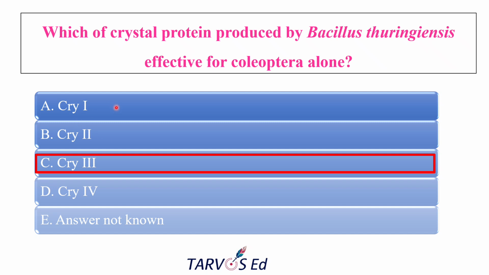Cry1 is mostly for Lepidopteran control. Cry2 is for Lepidopteran as well as Dipteran. Cry3 is meant for coleopteran control. Cry3 means coleoptera, and Cry4 is again for Dipteran, and not for coleoptera. So the correct answer is Cry3 protein.